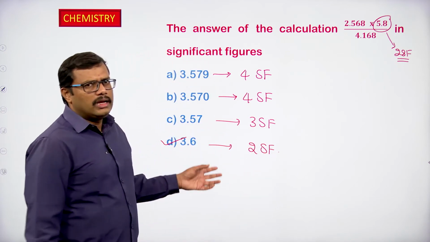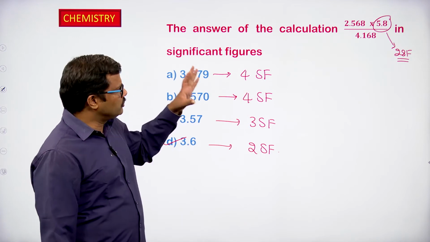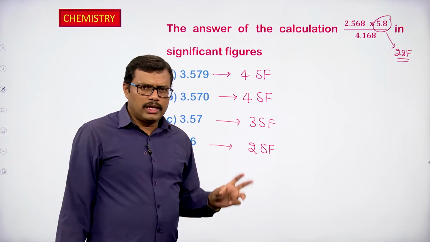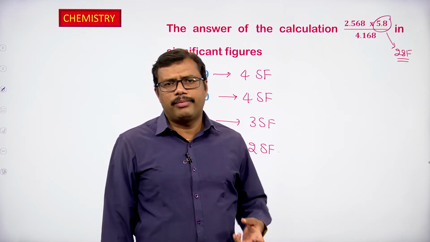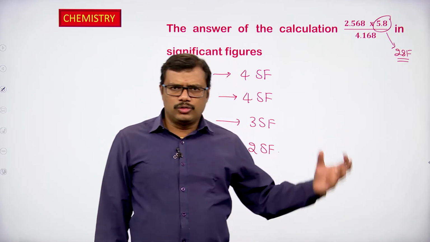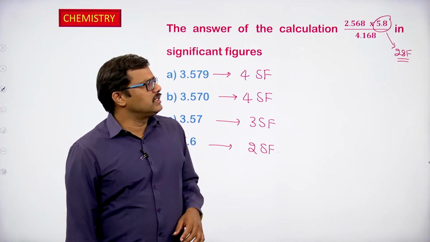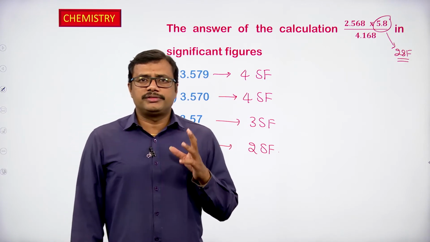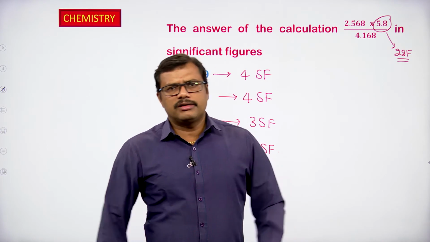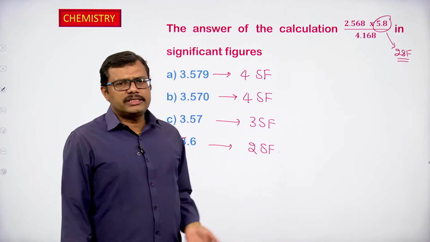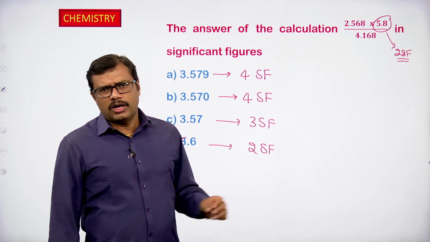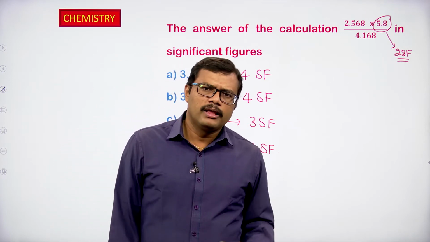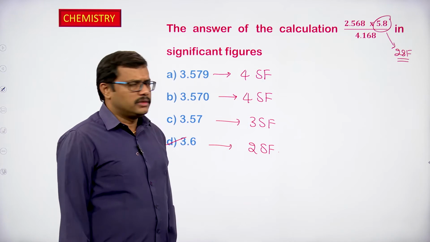So, accordingly look at the question, or look at the numbers, and the mathematical operation which we are operating on those numbers. If it is multiplication and division, look at the number of significant figures in each of the numbers, and if it is an addition or a subtraction, in that case look at the number of digits which are present after the decimal point, and then accordingly give your answer.